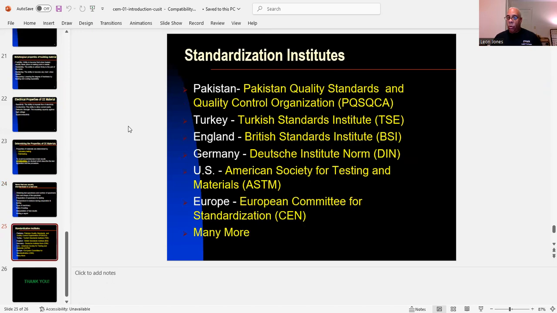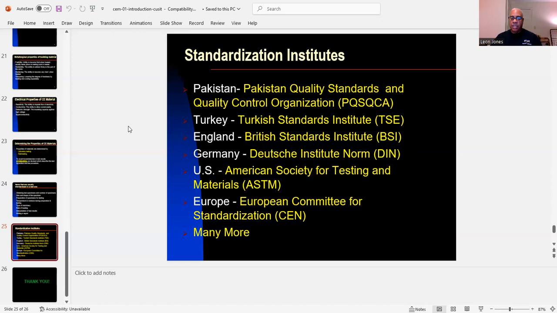Now, remember I told you about standardization. Well, here are some of the countries that have standardization for quality standards. So you have Pakistan Quality Standards and Quality Control Organization, PQS, QCA. You have the Turkish Standards Institute, TSC. England has the British Standards Institute, that's the BSI.